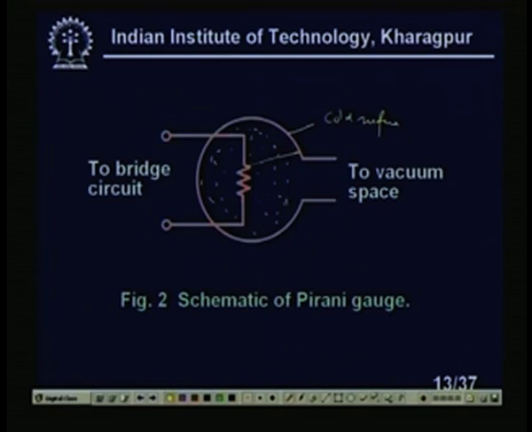As the pressure decreases, the number of molecules also decreases. So there is less chance of taking the heat away from the heated surface to the colder surface. So as the pressure decreases, the temperature of this heated filament will rise. If the temperature of the heated filament rises, its resistance also will increase. Now, if I put it in a bridge and measure this change of resistance by some means, I can calibrate that change in terms of voltage or current, and that will be calibrated in terms of low pressure. That is the basic principle of the Pirani gauge.